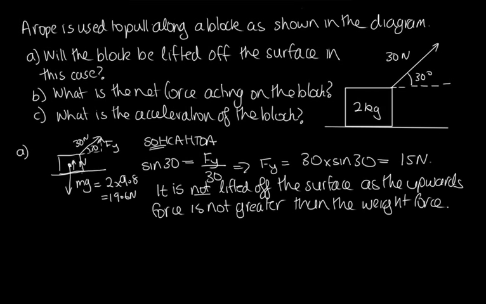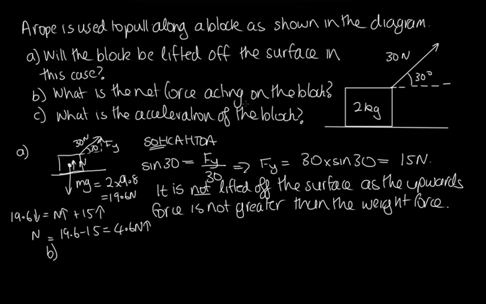If we wanted to, we could calculate this normal force. We know that 19.6 downwards has to equal the normal force upwards plus the 15 newtons upwards, and so our normal force upwards is 19.6 minus 15, which is 4.6 newtons upwards. The question didn't ask us to do this. This is just for an example.